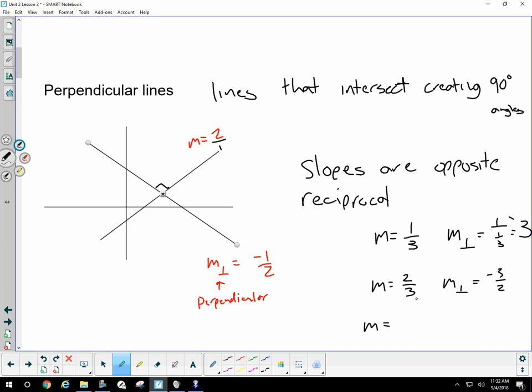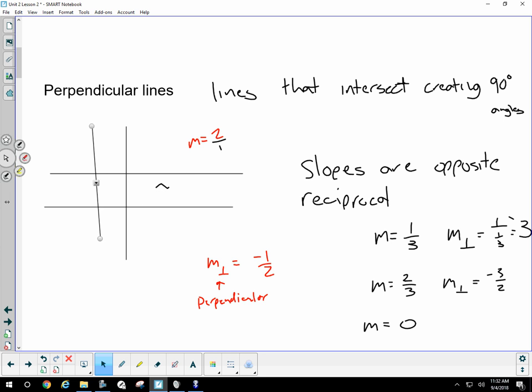If I have a slope that is 0, so we're talking about a horizontal line, what would be a perpendicular line to a horizontal line? A vertical line. Discuss with your neighbors, what's the slope of a vertical line? Is it 0 as well? Undefined is correct.